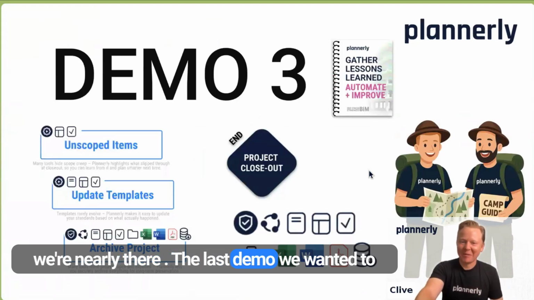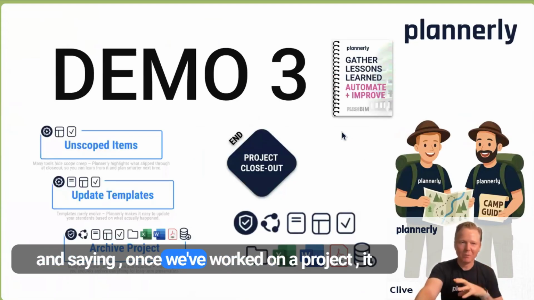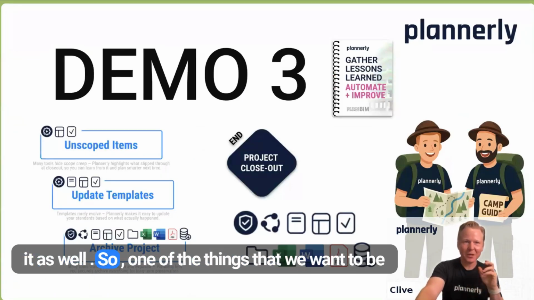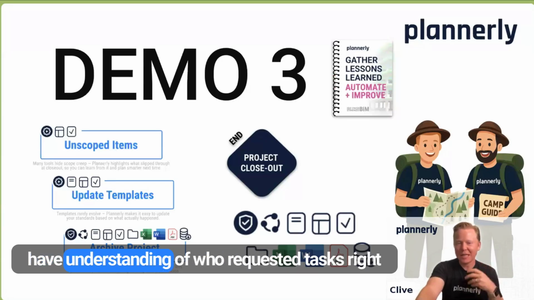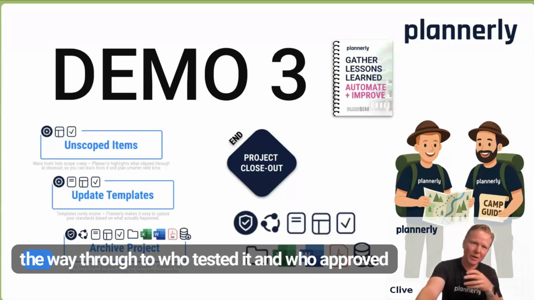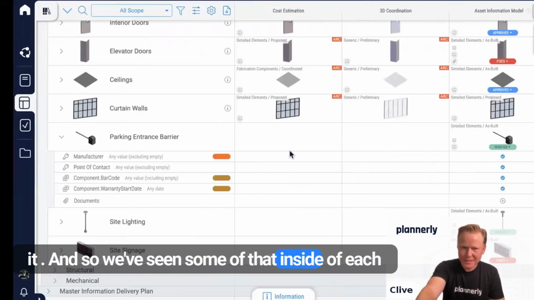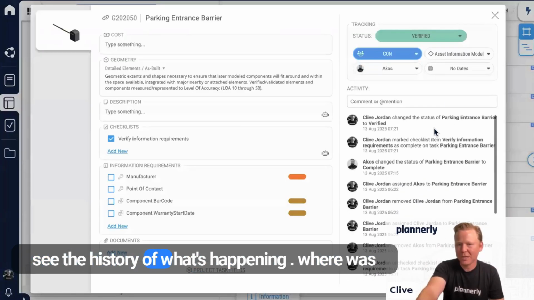The last demo we wanted to share with you was really completing that loop and saying, once we've worked on a project, it would be super cool if we actually could learn from it as well. So one of the things that we want to be able to do is have understanding of who requested tasks right the way through to who tested it and who approved it. And so we've seen some of that inside of each of these tasks. And if I open one of these, you can see the history of what's happening.